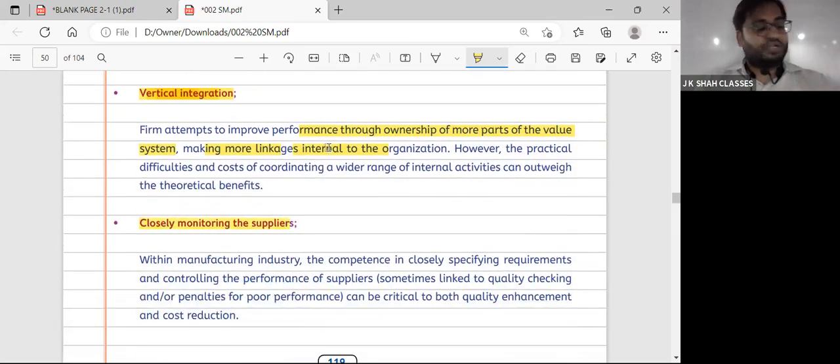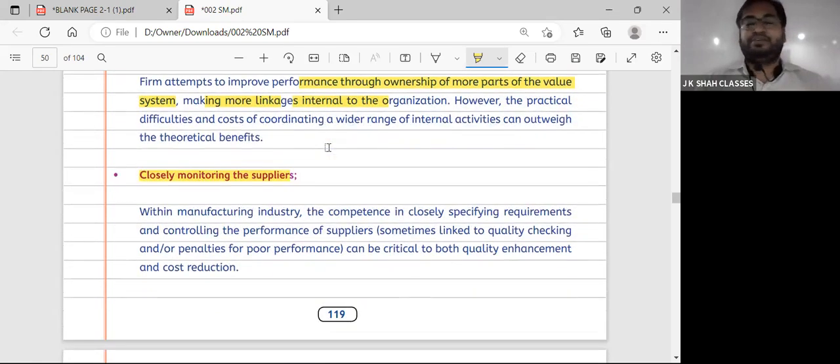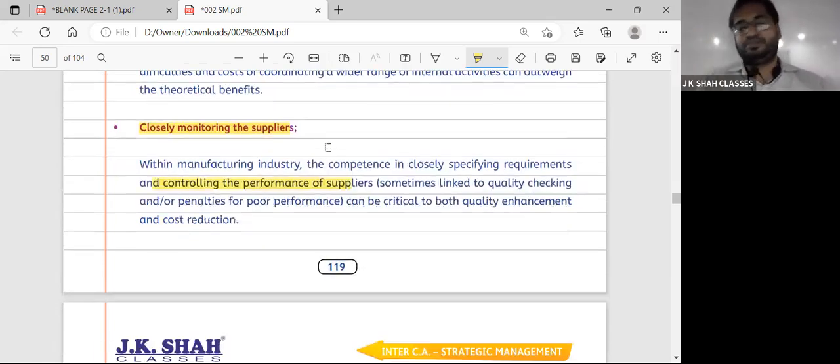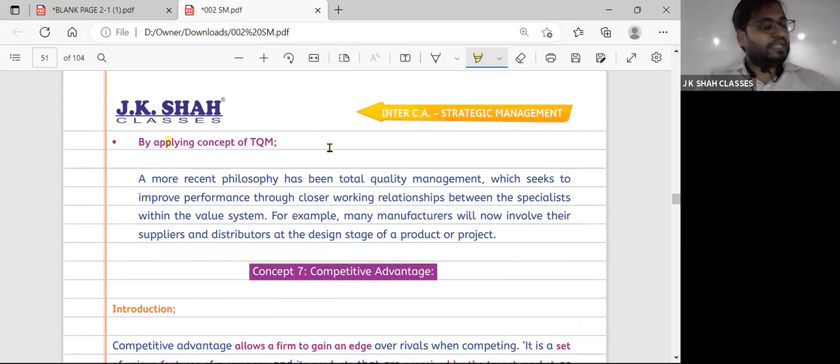Then closely monitoring the supplier. You control the performance of supplier. You tell them, give me good quality. Otherwise, we will charge penalty. Give me timely basis delivery. Otherwise, we will charge penalty. By applying the concept of total quality management through close working relationship. I want everything to be done best, specialist.